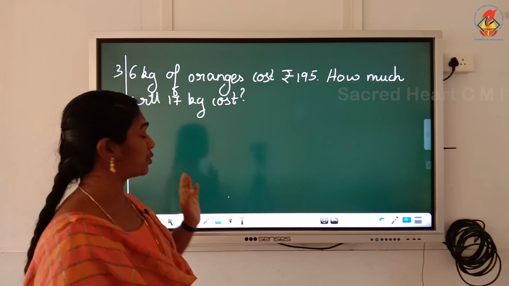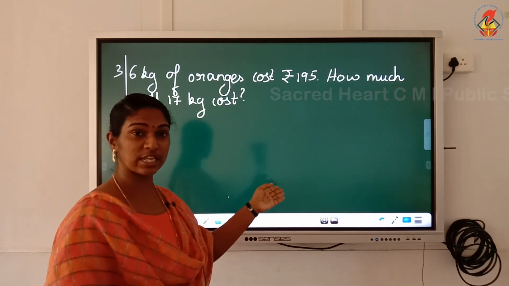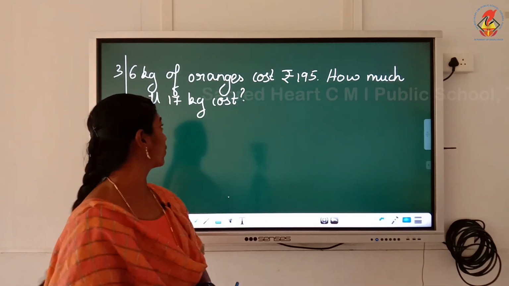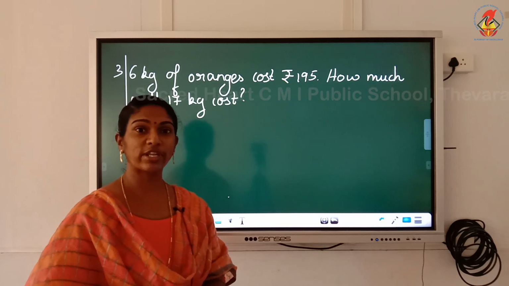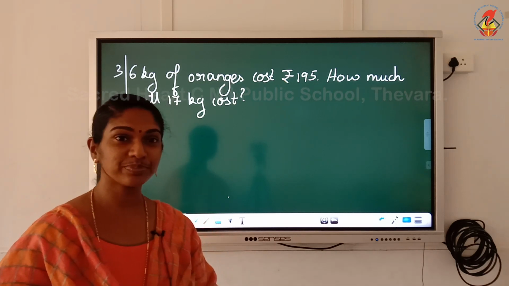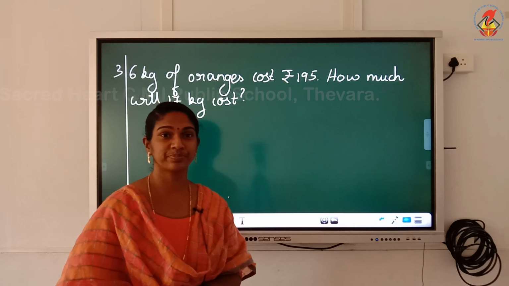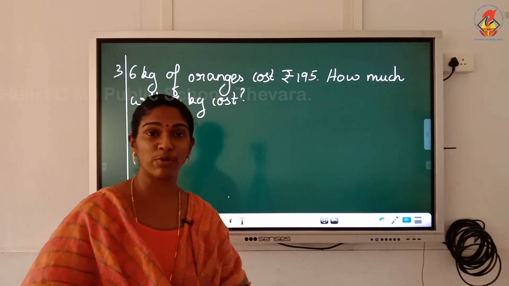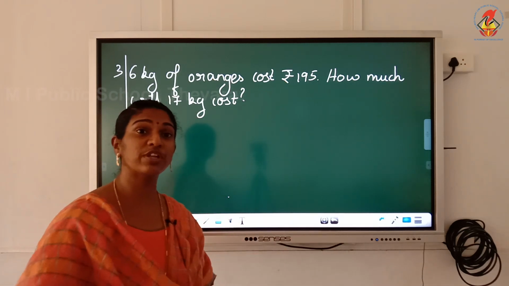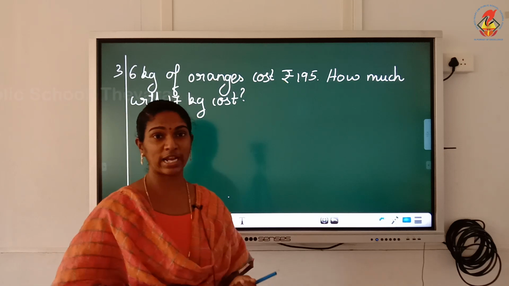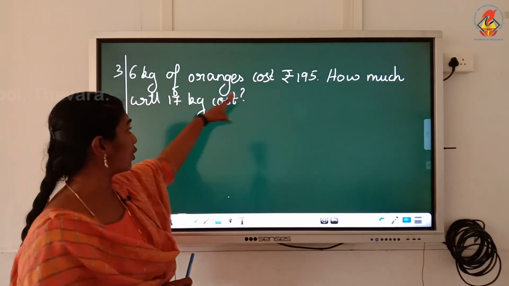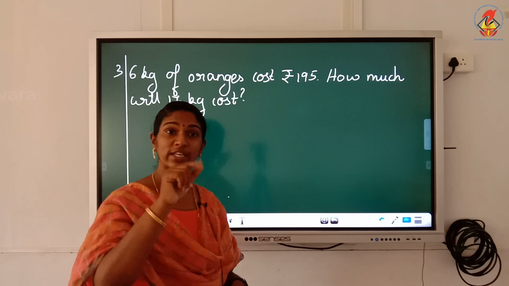But here what is the situation? They given you for 6 kilogram and they are asking you for 17 kilogram, right? So, what can we do over here? Can anybody tell the answer? Yes. In these type of questions, what we will do is, first we will find out for 1 kilogram. They given you for 6 kilogram, you have to find out for 1 kilogram.